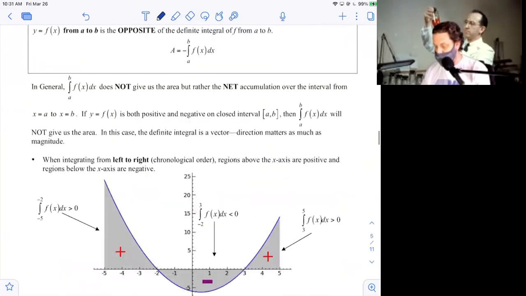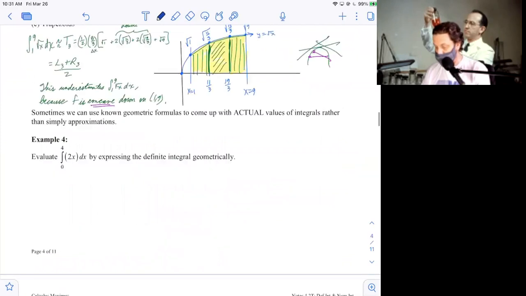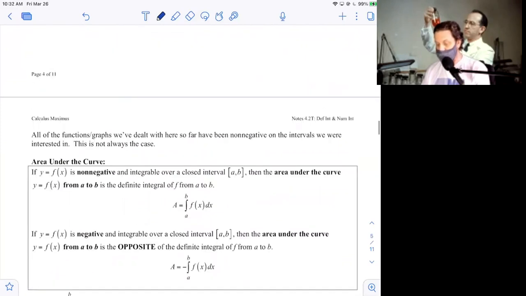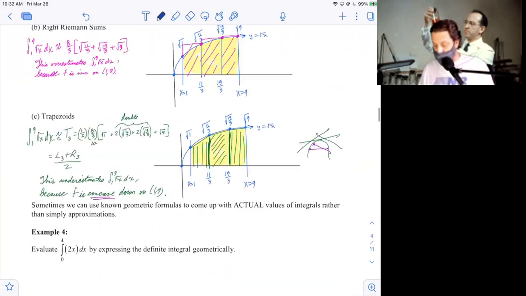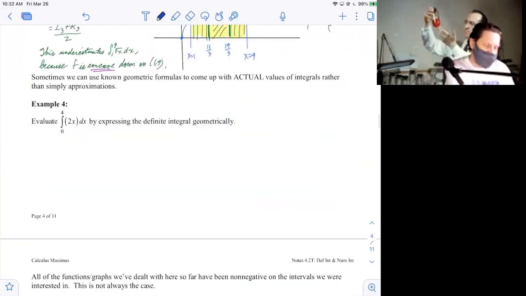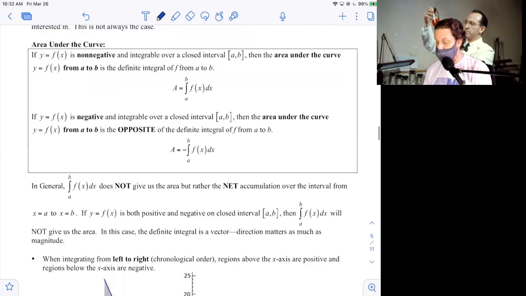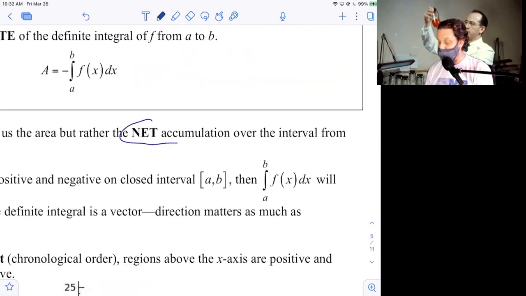Let's come back up here to area under the curve. So this is right after example 4. We have to interpret what the definite integral is, all right? Because the definite integral up to now has just been area, and unfortunately, it's not always area. The definite integral is not always area, okay? What it is always is the net accumulation over the interval, okay?